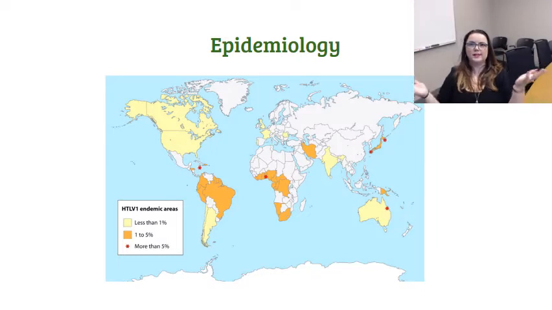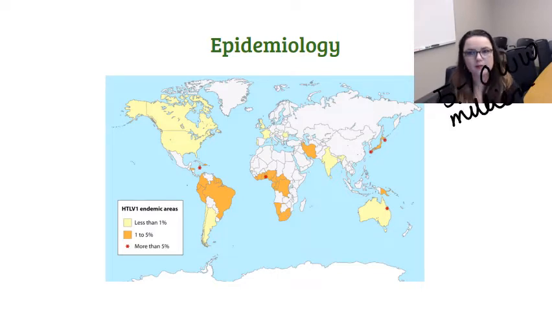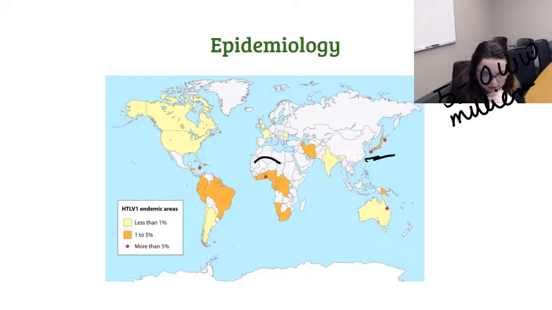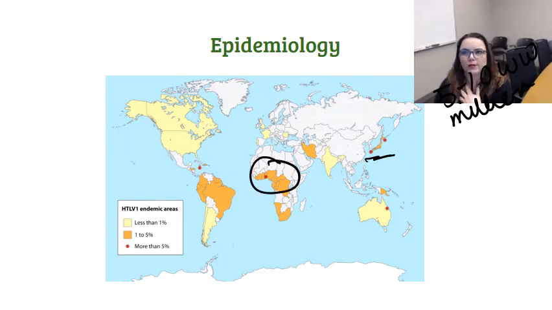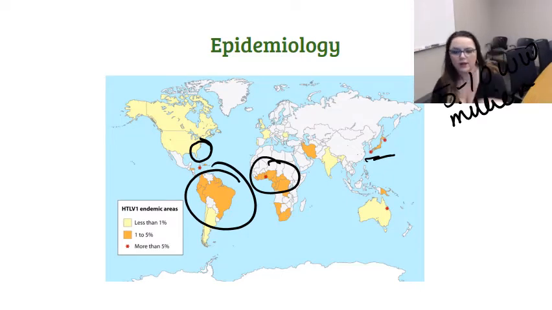Okay, so who gets it and where? Like I said, it's transmitted along the same routes as HIV, and it infects about 5 to 10 million people worldwide. So not a huge pandemic, but still a lot of people. It is endemic in certain areas, particularly southern Japan, the Caribbean, Central Africa. You can see there's a bit of an increase there. And among African Americans in the Southeast United States, we also see it in Central America, so kind of this equatorial distribution with some other areas.